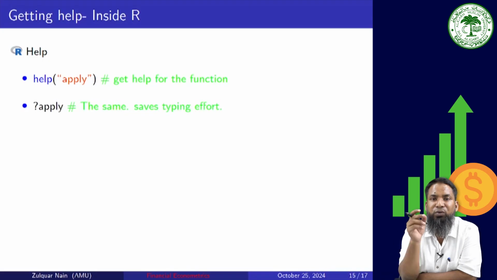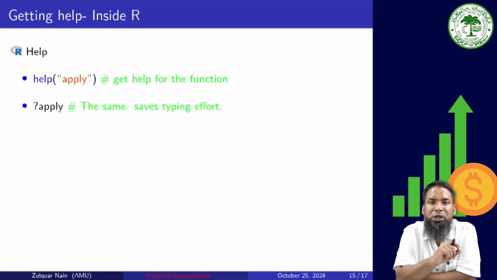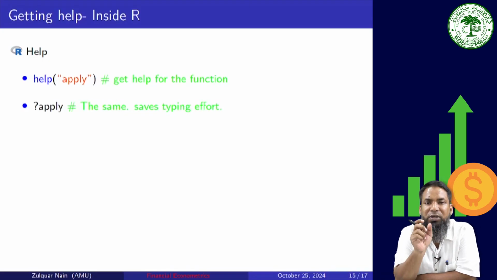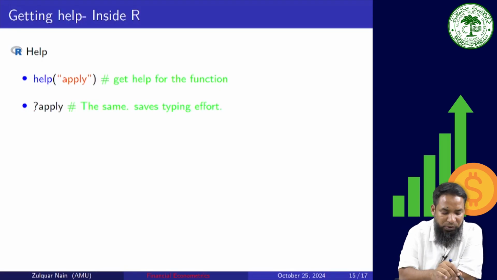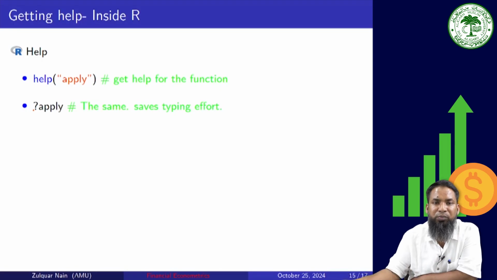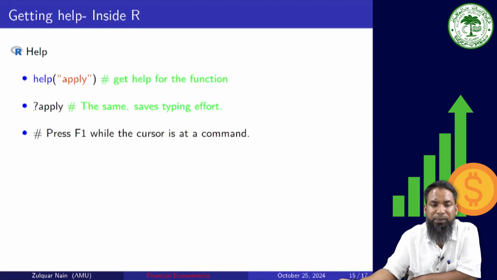Or the other way to get the help is putting a question mark before the function or argument, whichever term you are looking for, so that you get the help by putting the question mark directly before that particular term.